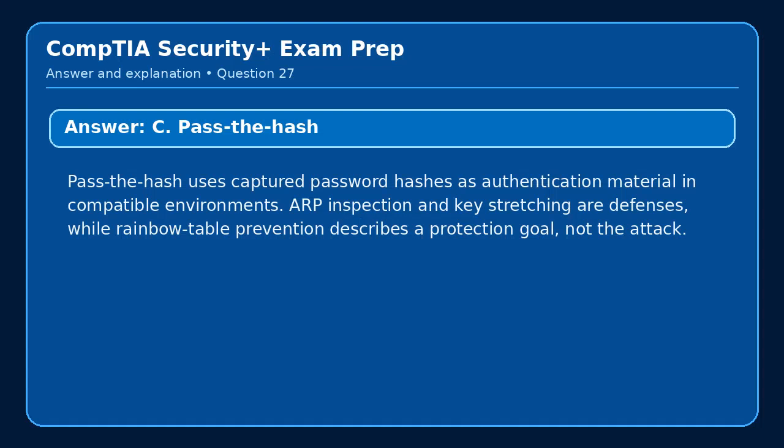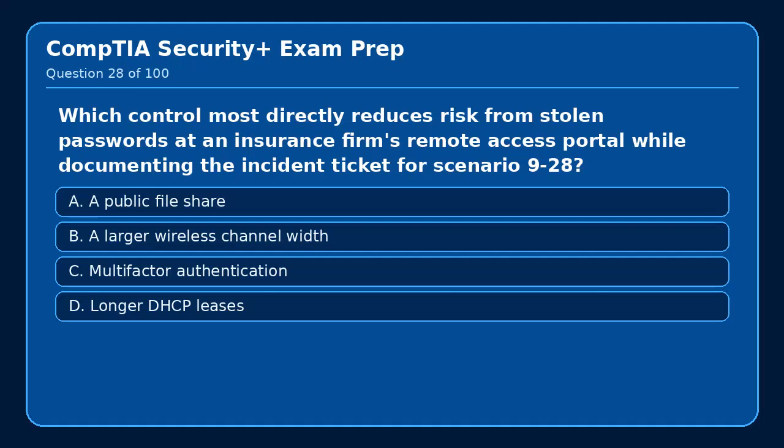MFA requires another proof beyond the password, reducing the usefulness of stolen credentials. DHCP leases, channel width, and public sharing do not strengthen authentication.